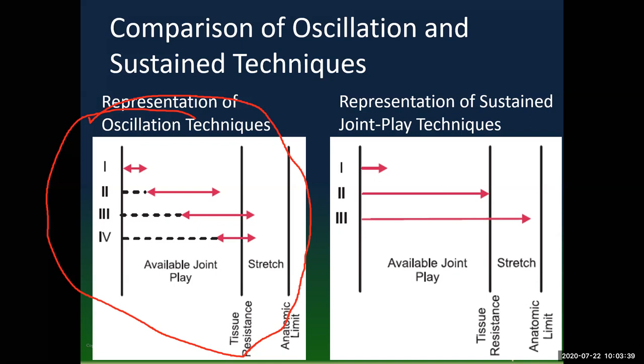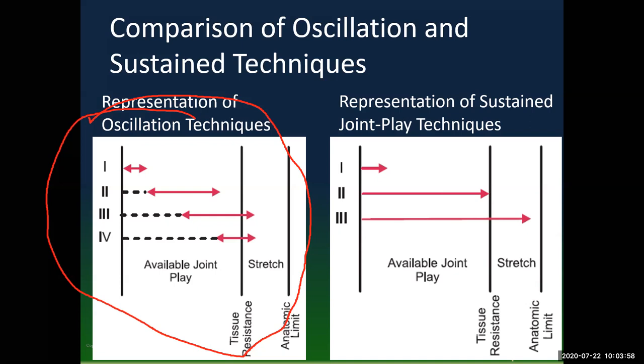And then a grade four, we're going to go to that resistance and we're going to oscillate into that resistance. So we're not coming all the way back to midline. We're literally at that resistance edge and just oscillating in there. Those are the types of mobilizations. So now we're going to actually do one.